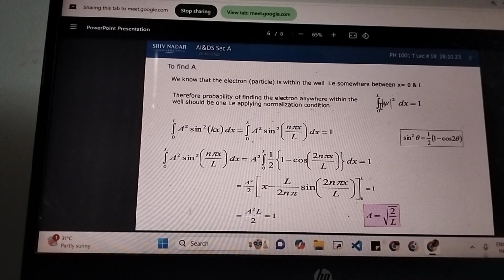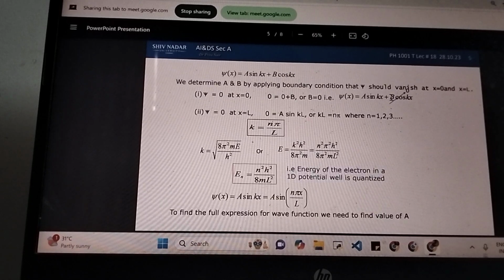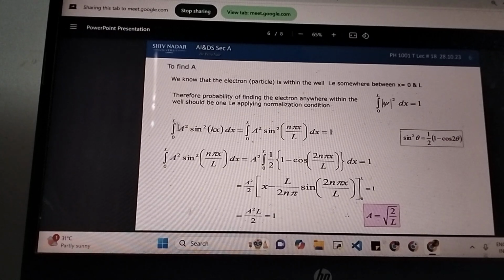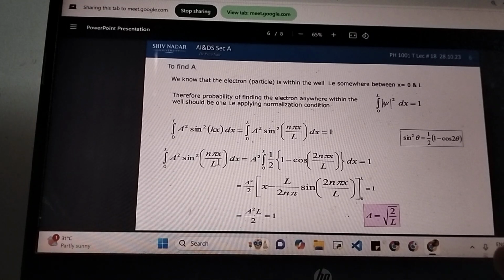So we have this expression, integration from 0 to L psi squared dx equals 1. So we substitute psi squared with the expression we had, (a sin n pi x by L) squared. So integration from 0 to L, a squared sin squared kx dx, which is a squared sin squared n pi x by L dx, which is equal to 1. So now you take the a squared out, and then you have integral of sin squared n pi x by L dx, and this is a mathematical identity.